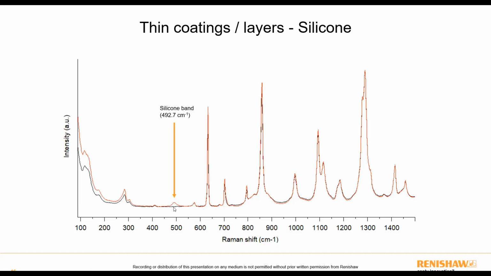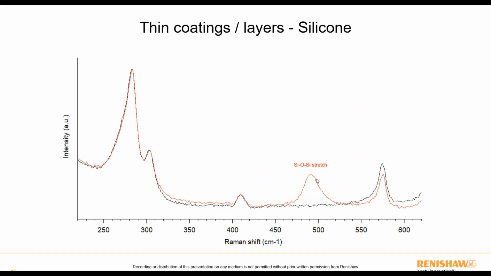So the PET is in black. Here you can see the bump here from the silicone band. So this is actually from the silicon oxygen stretch and the vibration within the silicone itself. But silicone's so often an important coating to allow laminates to be separated and peeled away.